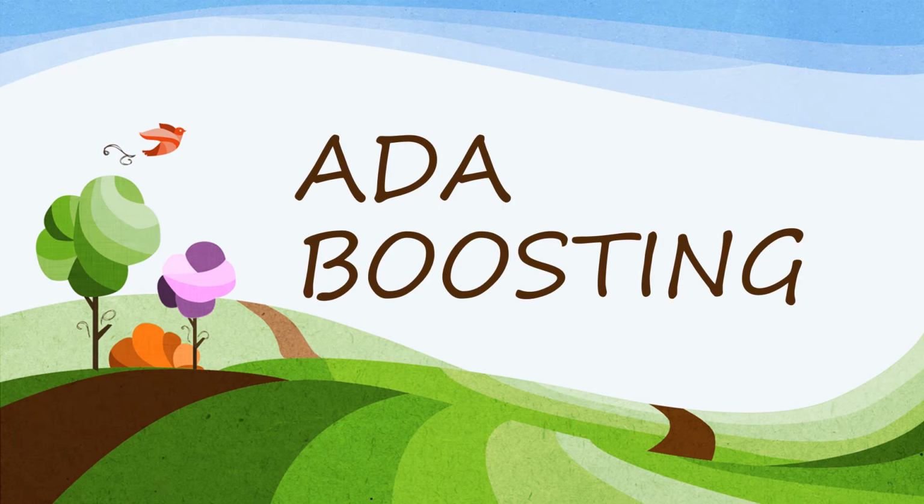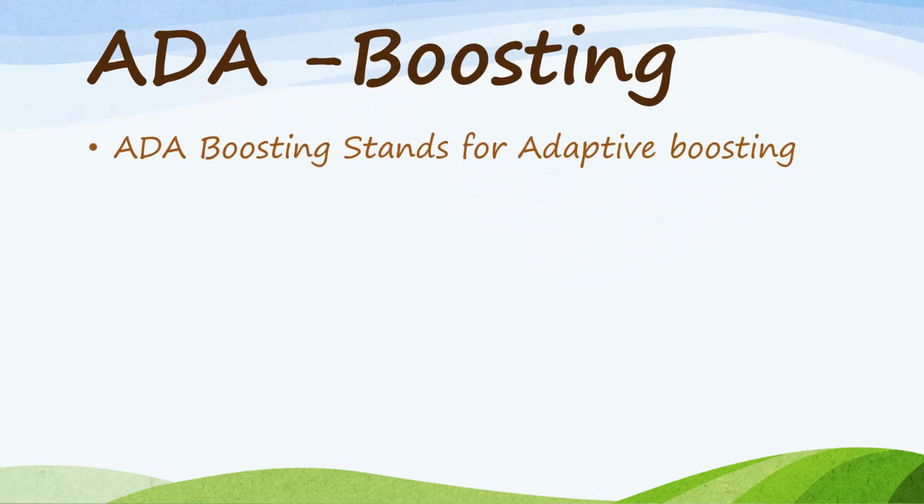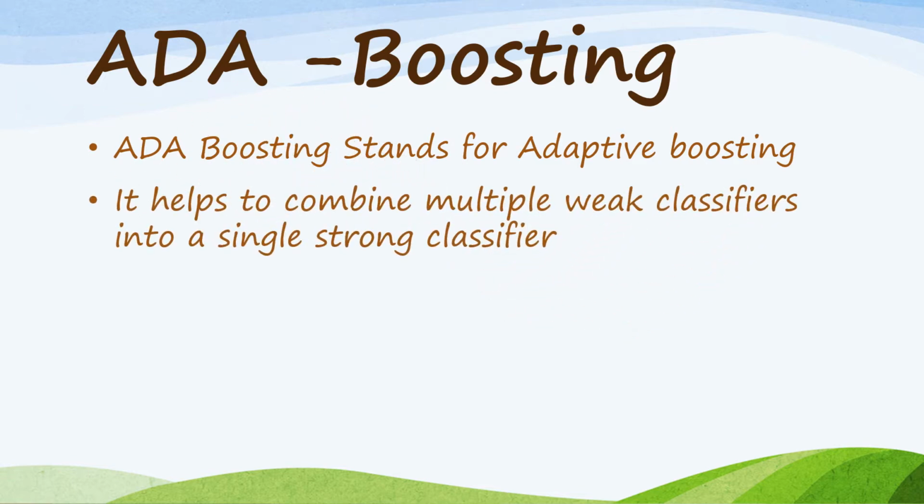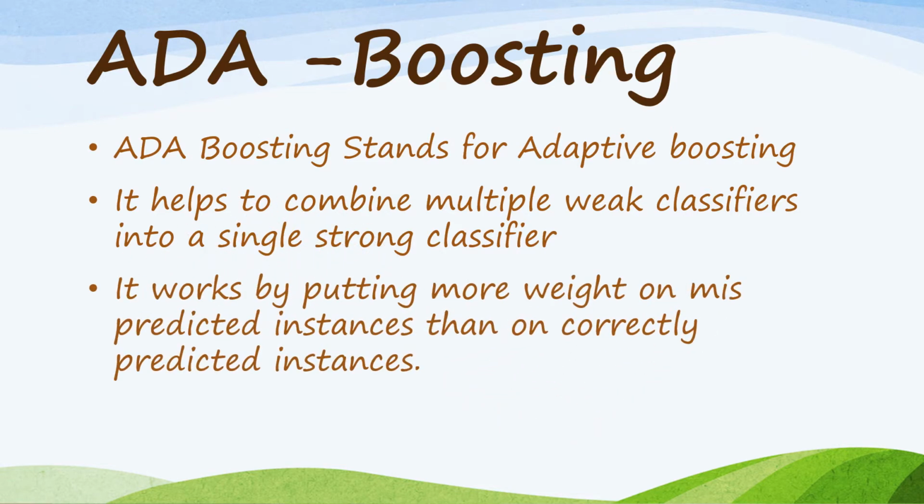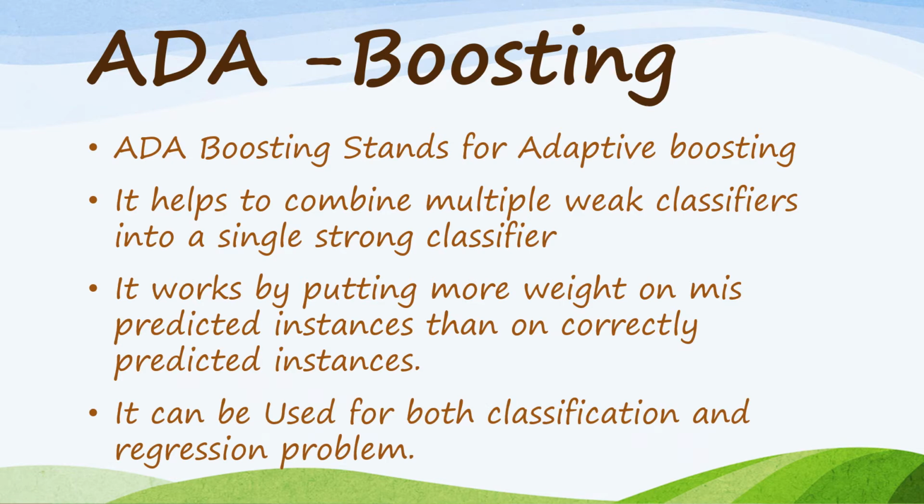Now let's understand what exactly is Ada boosting. Ada boosting stands for adaptive boosting. Now what exactly does adaptive boosting do? It helps us combine multiple weak classifiers into a single strong classifier. How does it do that? It does that by putting more weight on mispredicted instances than on correctly predicted instances. Ada boosting can be used to solve both classification problems and regression problems.